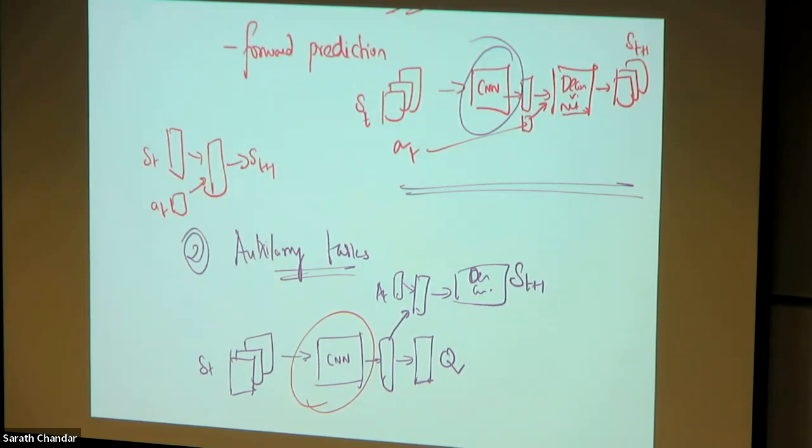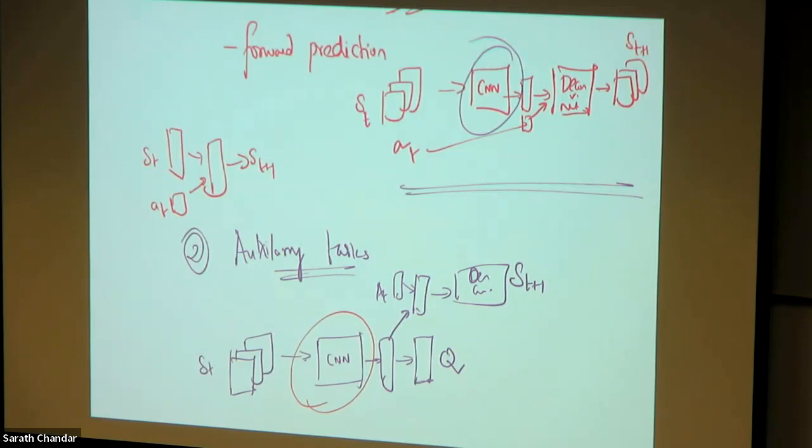Any questions so far? Yeah. If you are separating the auxiliary tasks, so the main network is going to calculate the key values. So what is the downstream task that you can use it for? Okay, that's a good question.